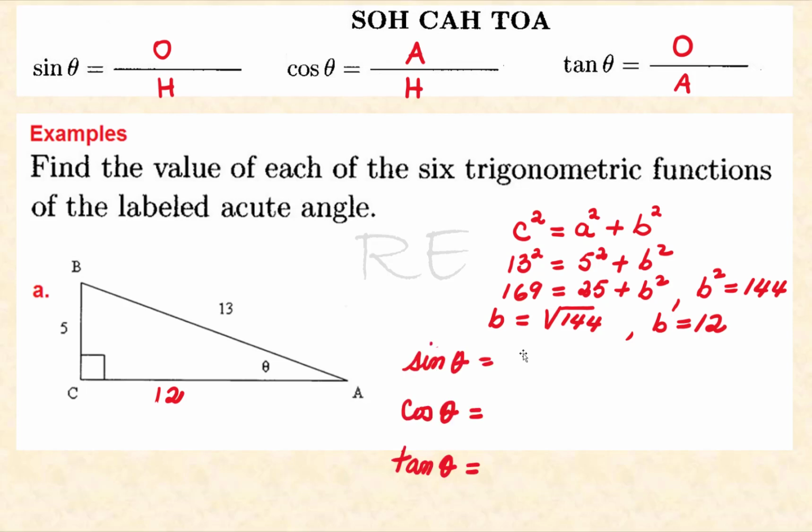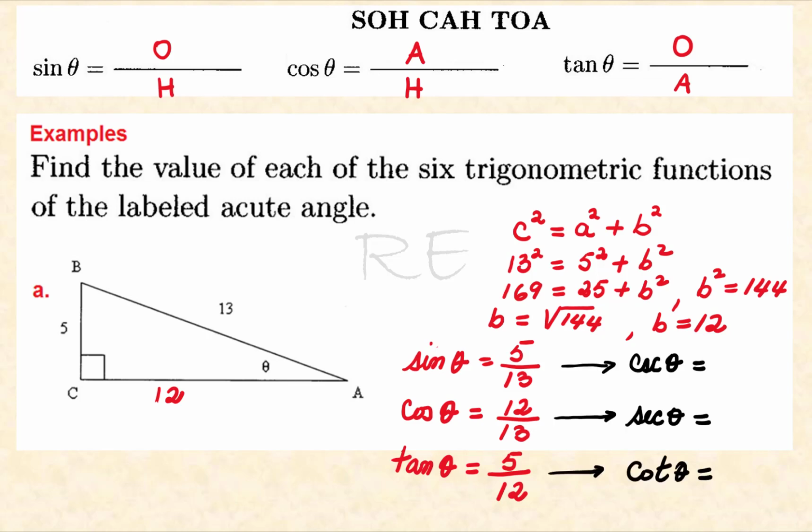Now, sine will be opposite over hypotenuse, so it's 5 over 13. Cosine will be adjacent over hypotenuse, 12 over 13. And tangent will be opposite over adjacent, 5 over 12. Cosecant is the reciprocal of sine, and it's 13 over 5. Secant is the reciprocal of cosine, 13 over 12. And cotangent is the reciprocal of tangent, 12 over 5.